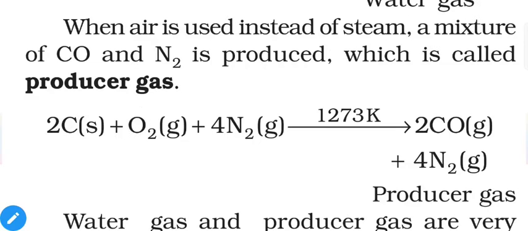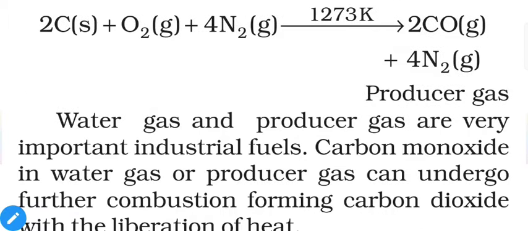And if we use air instead of water, then you will get producer gas, that means a mixture of carbon monoxide and nitrogen gas. It is called producer gas because it is a raw material for many different types of compounds. That means we can use producer gas to produce some other compounds. And this gas is also used as a fuel because it can undergo further combustion to form carbon dioxide.